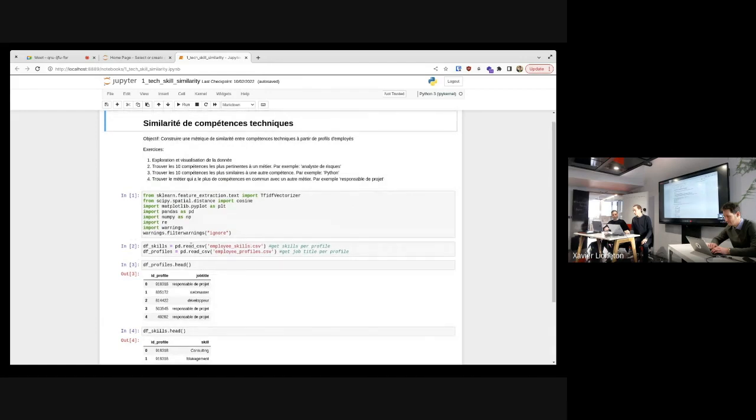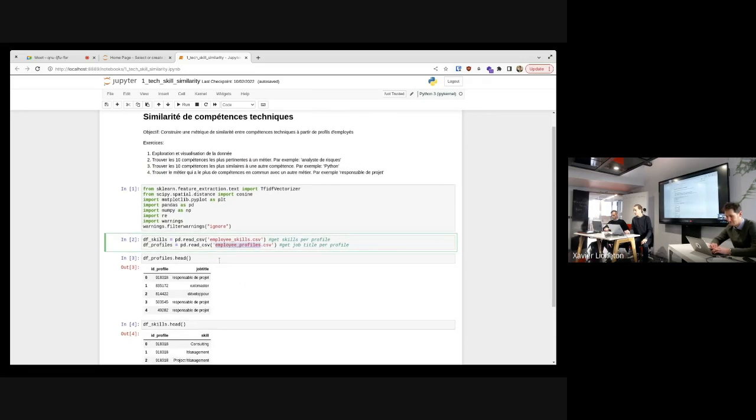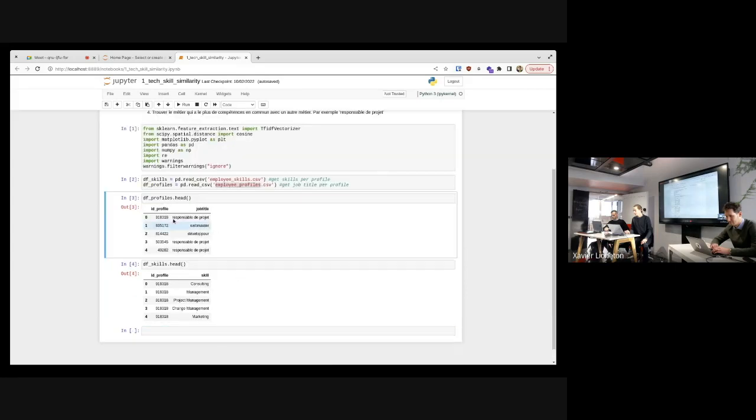So you can use two data sets, which are the employee skills and the employee profiles. It's two CSV files. We show you code to load them. So what's in there is, in the employee profile, you have a bunch of profile IDs and their corresponding job title. So this means that this profile ending in 18 was a responsable de projet. That was the job title of the person. And they have the following skills. You can see here all of these skills correspond to the profile ending in 18.